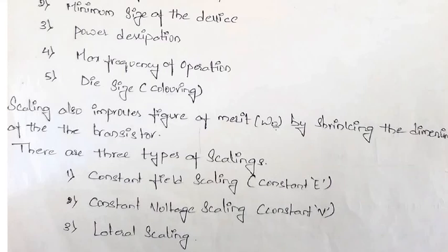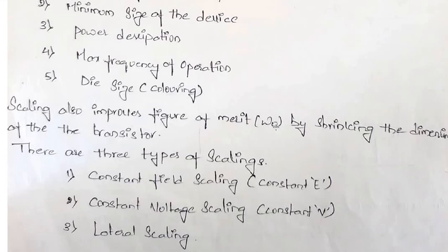So scaling also improves your figure of merit by shrinking the dimensions of your transistor. And these scalings are of three types. The first one is constant field scaling, the second one is constant voltage scaling, and the third one is lateral scaling. So again, scaling is of three types.